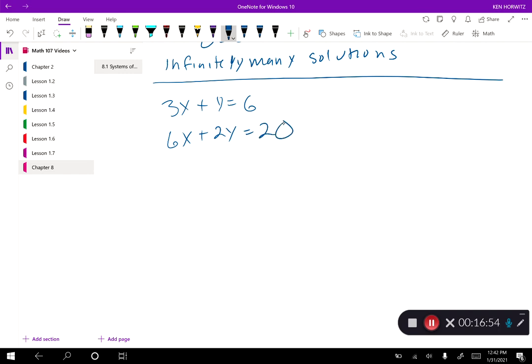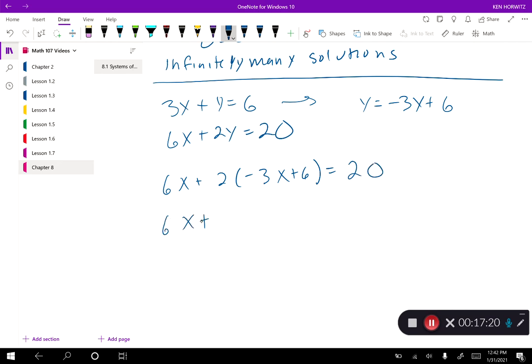All right. So if you wanted to do this by substitution, I would take equation 1 and say y equals negative 3x plus 6. Then we can take that, plug it in for y. So I get 6x plus 2 times negative 3x plus 6 equals 20. 6x plus negative 6x plus 12 equals 20. And 6x plus negative 6x is 0, so I get 12 equals 2.